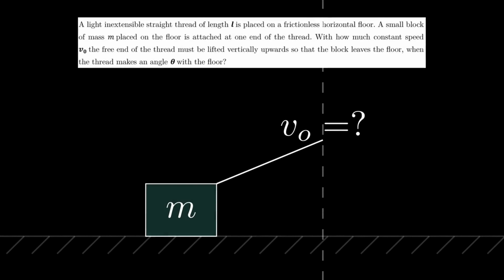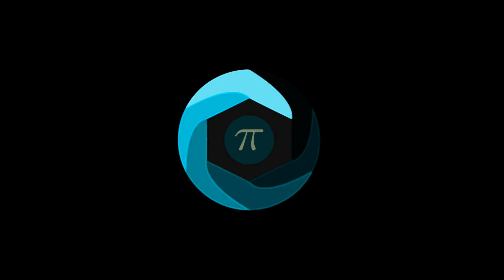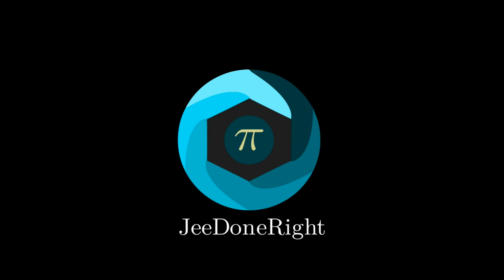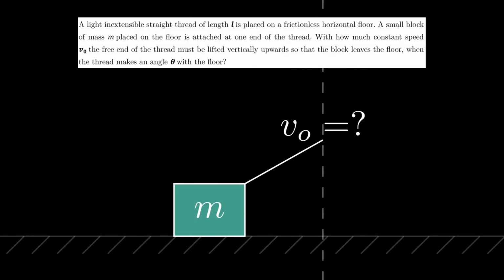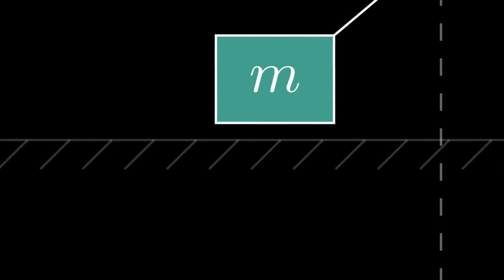This problem combines many important ideas from mechanics, so I thought it would make a great video. A string is attached to a block resting on ground, and its other end is pulled vertically upward with a constant velocity. What is the minimum pulling velocity required so that the block just lifts off the ground? I will try to not only explain the question, but also tell how to actually think in these questions.